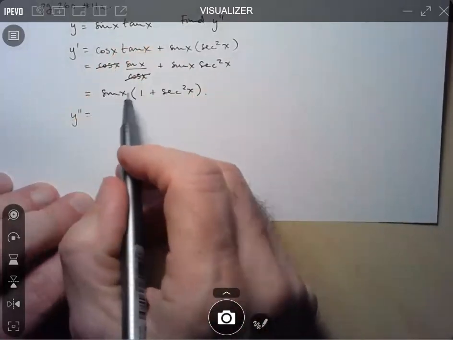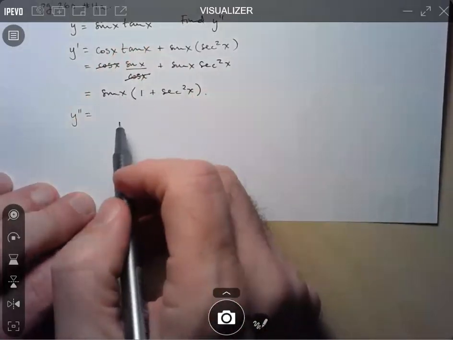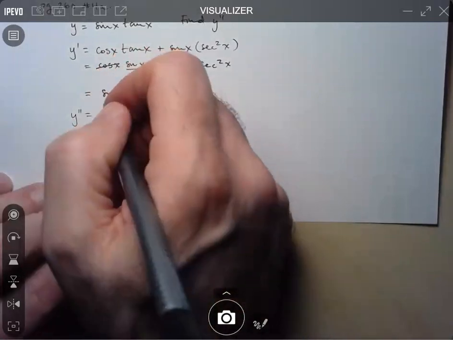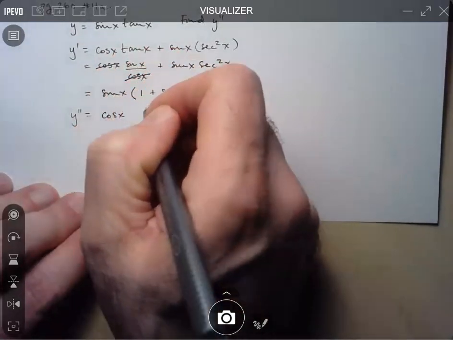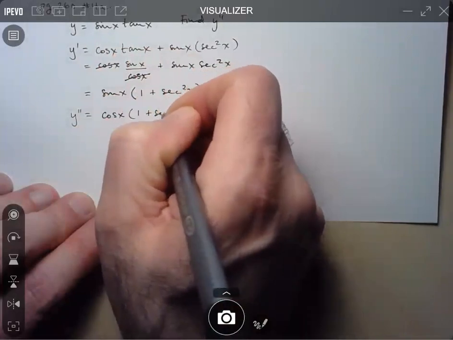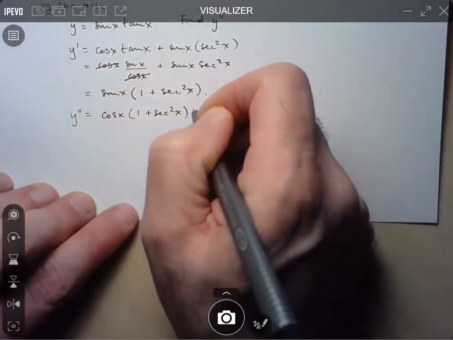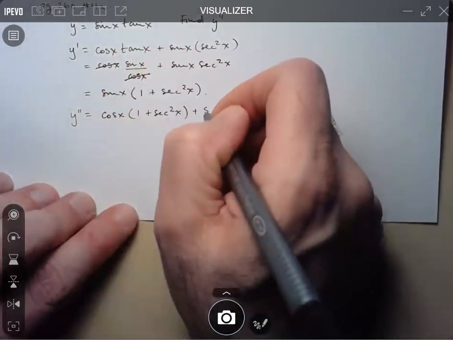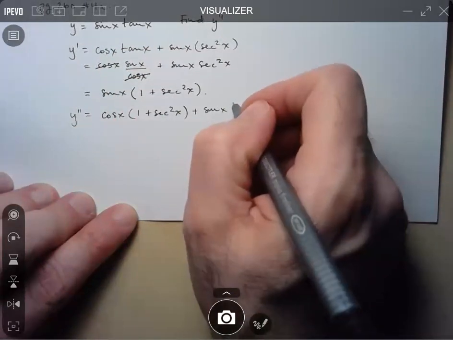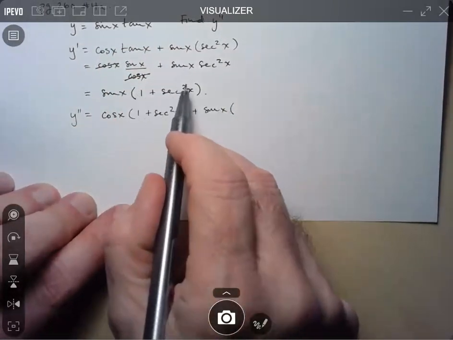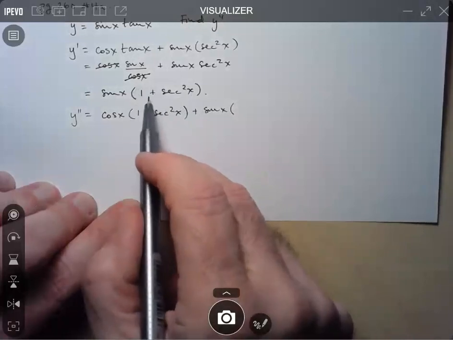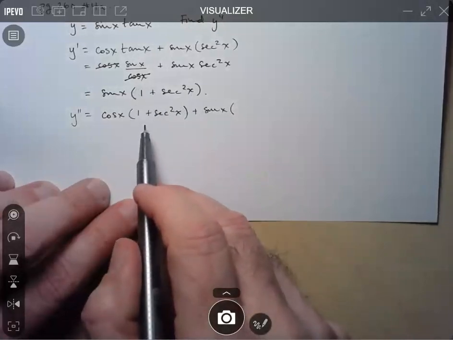So now I'm going to do the product rule again. Here, the derivative of sine is just cos, times 1 plus secant squared x. Then plus the first function, sine x, times the derivative of 1 plus secant squared. The derivative of 1 is easy. It's just a constant, so 0.